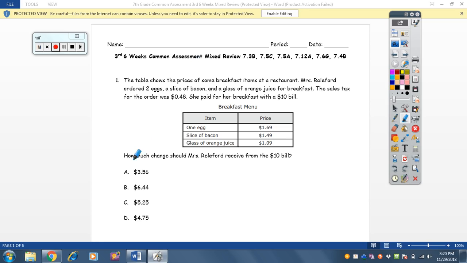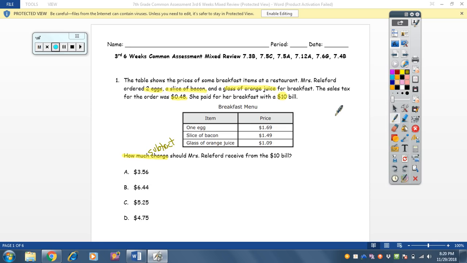So if you read this, the question says, how much change should Mrs. Relaford receive? So change usually means we are subtracting. If you do all this work and do not subtract, you've missed a step. It says Mrs. Relaford ordered 2 eggs, a slice of bacon, which would be 1 slice, right? And a glass of orange juice for breakfast. Sales tax for the order was 48 cents, and she paid with a $10 bill.